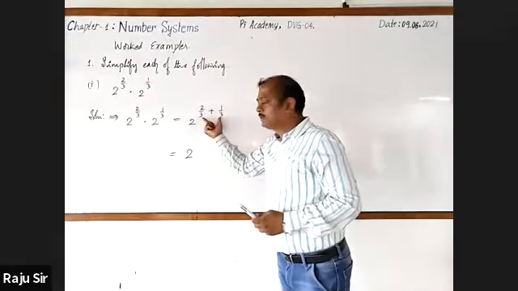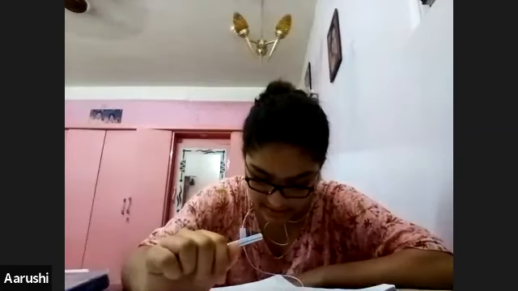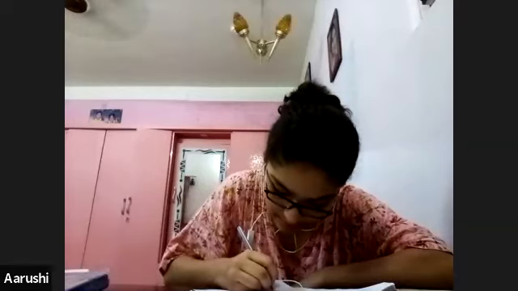Sir, base will be 3, sir. Sir, 3, sir, base. 3 by 3. 3, sir. 3 by 3. 3, sir. 3 by 3. Denominator 3, sir. Denominator will be 3. Enough.